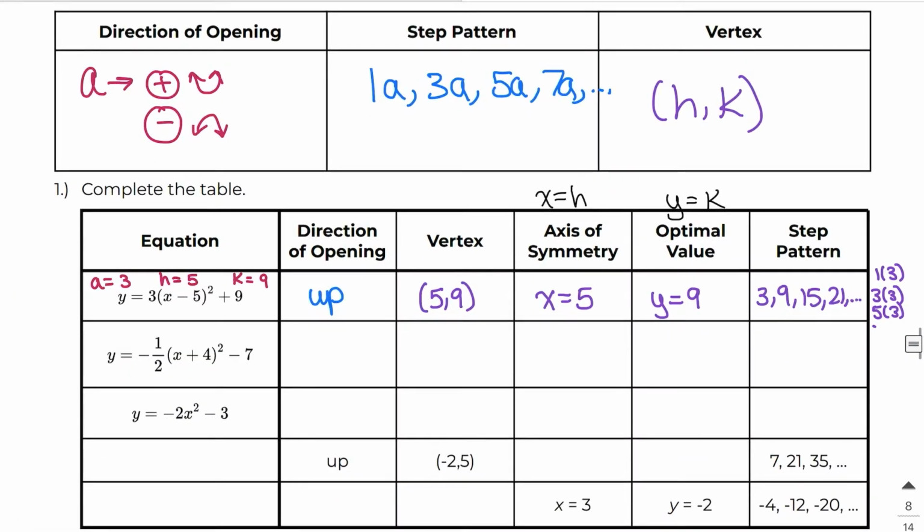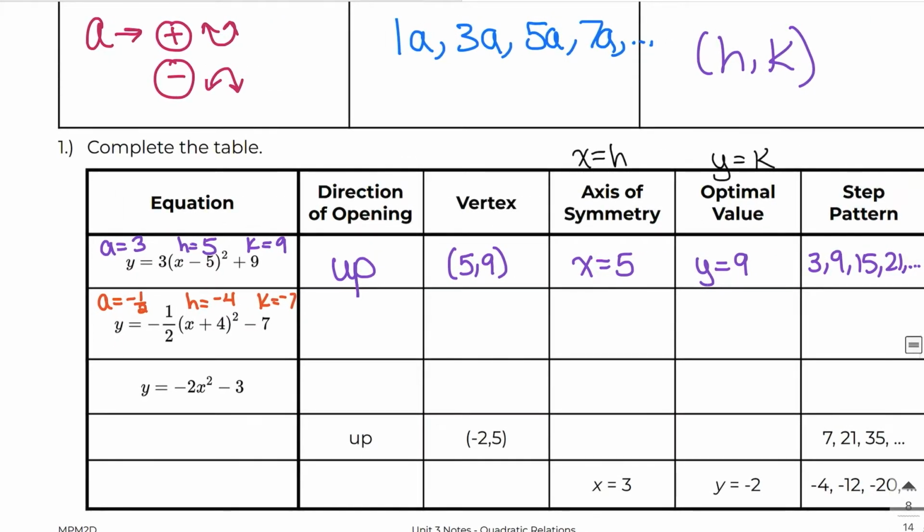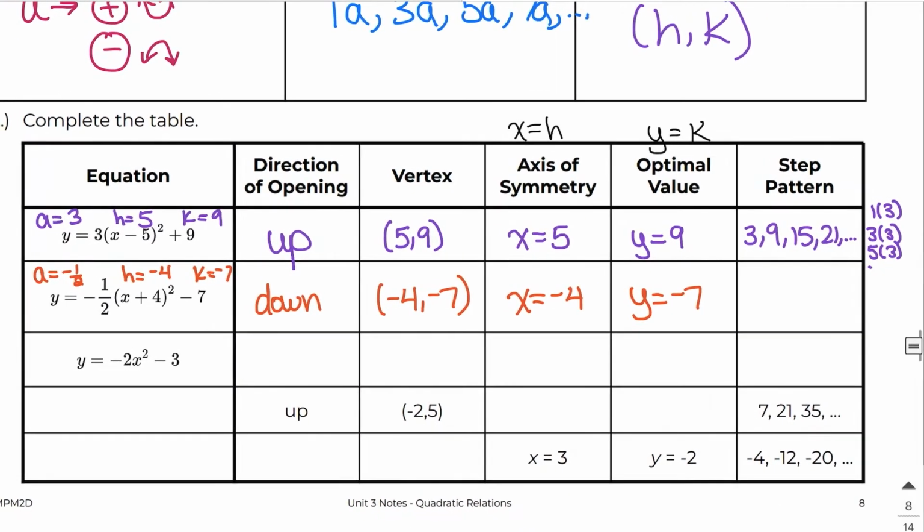All right, in our next example, we can see here that A is negative 1/2, h is negative 4. Remember, it's always the opposite sign. And k is negative 7. For k, it's always the same sign. Because the A value is negative, that means that our parabola is going to open down. Our vertex is always (h, k), so (-4, -7), which means that our axis of symmetry is x equals negative 4, and our optimal value is y equals negative 7.